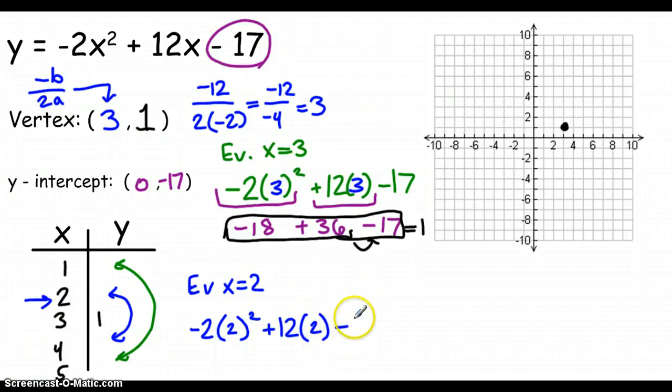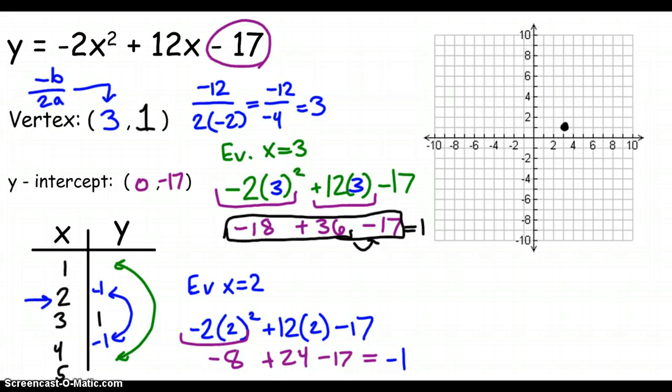So once we get this set up, we're going to go through and do the same evaluating process. So I look at this first piece here. I see that 2 squared is a 4. That 4 times the negative 2 is a negative 8. Then we get a positive 24. And then we have that negative 17. So when we put all of these together, we are going to end up with a negative 1. So I'm able to fill in both of these spots on the table with that negative 1.